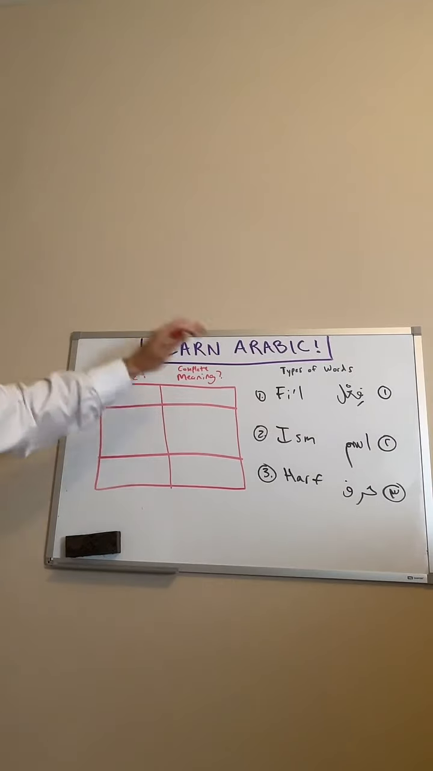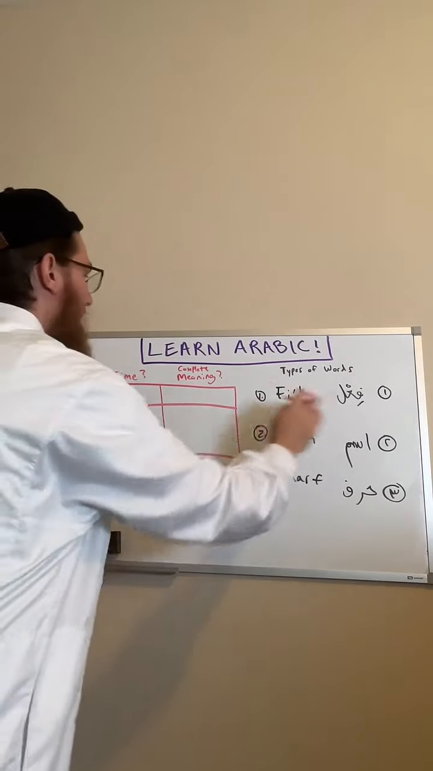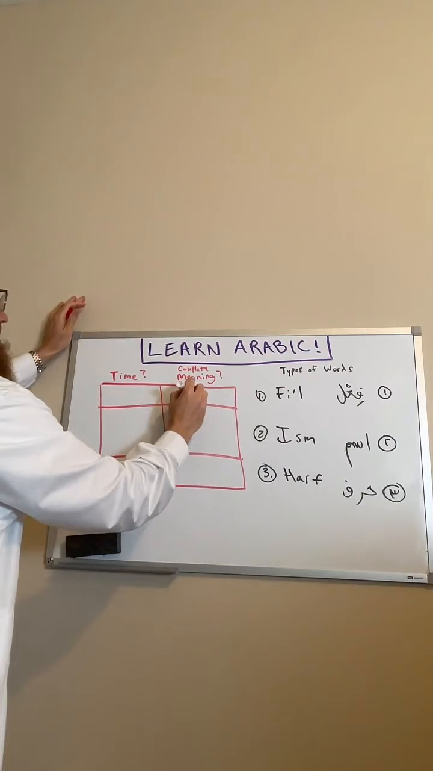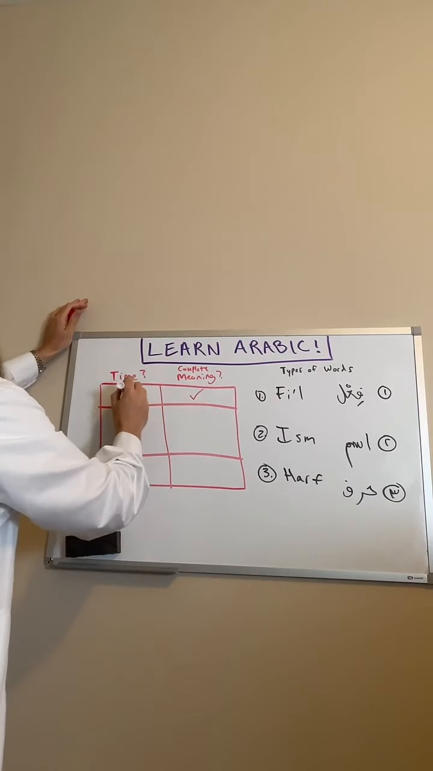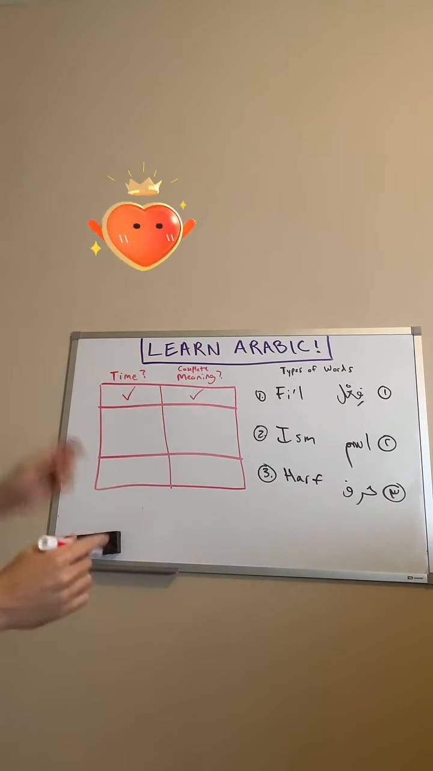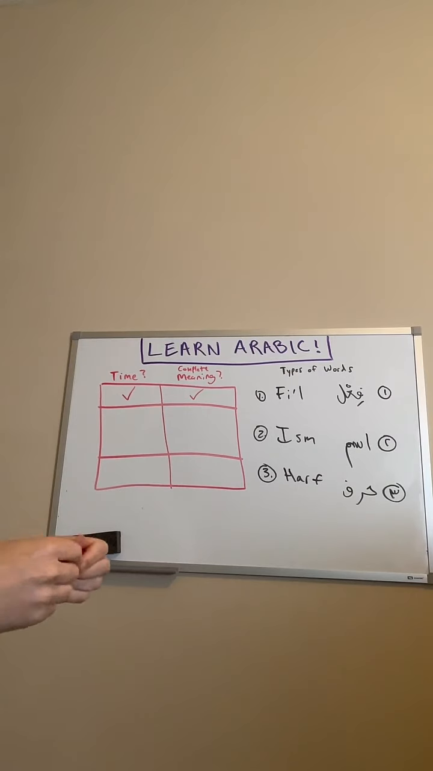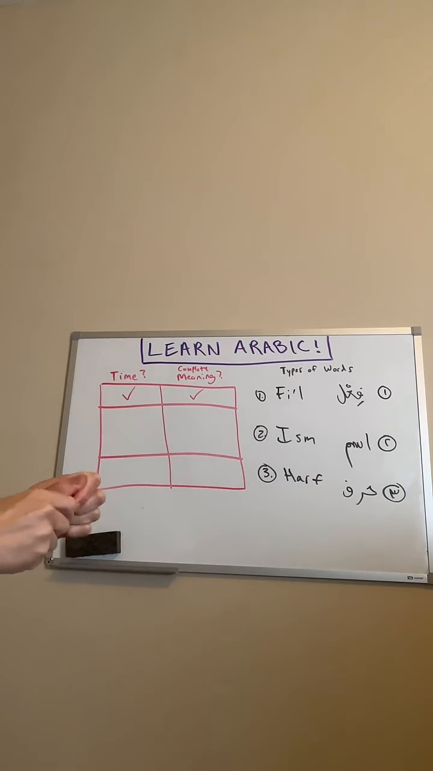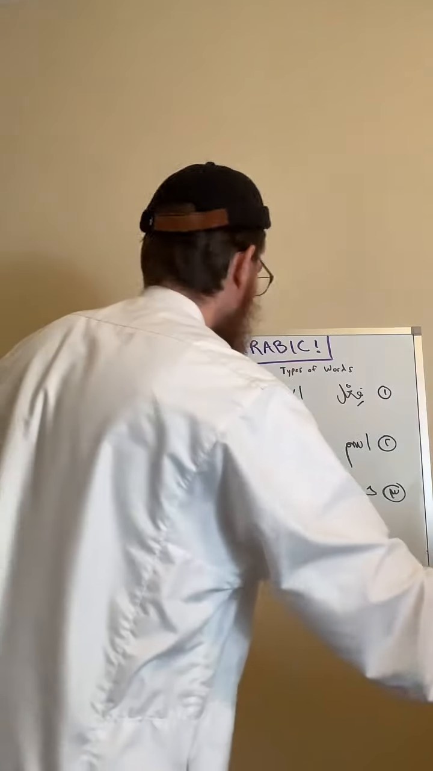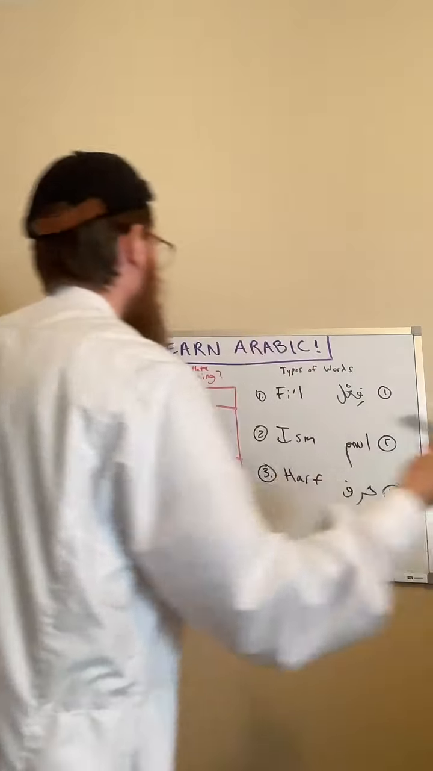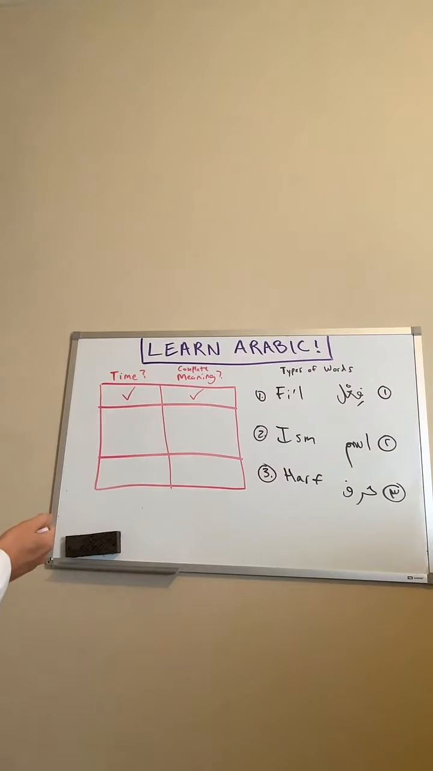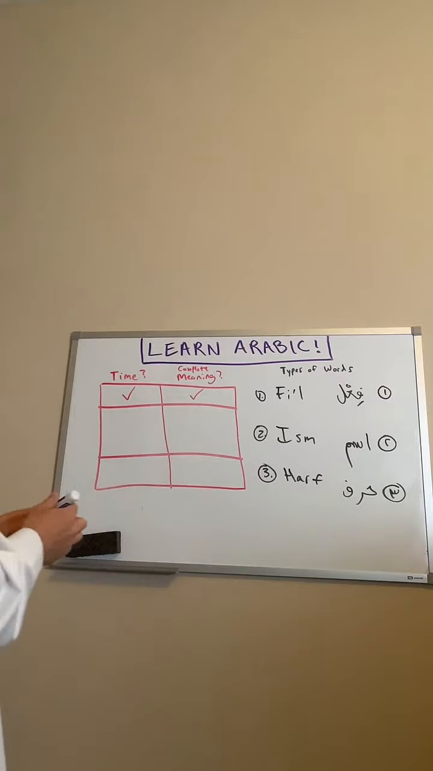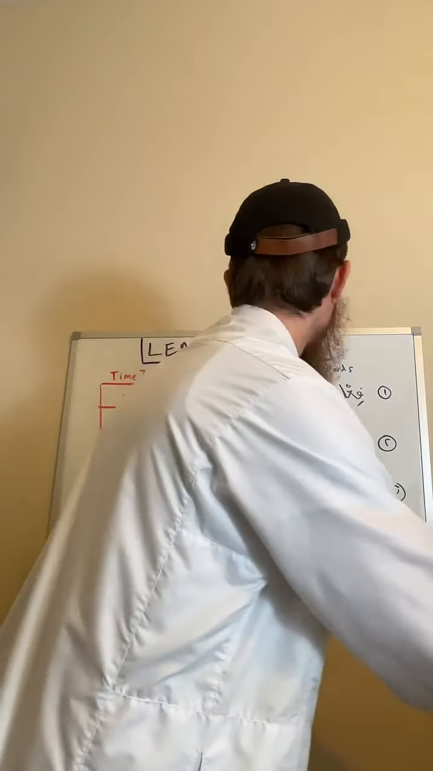Now the fi'l has both a complete meaning and a relation to time. Verbs in English have a complete meaning and a relation to time. We'll give you an example in the Arabic language.